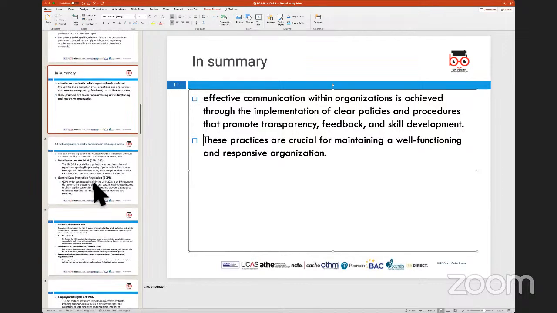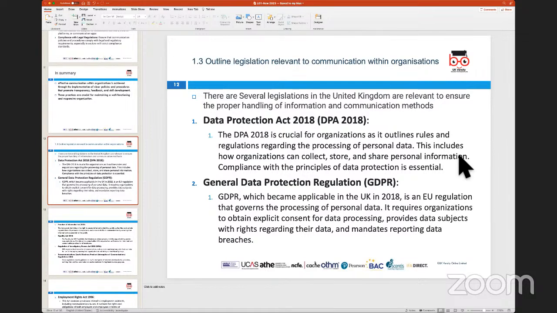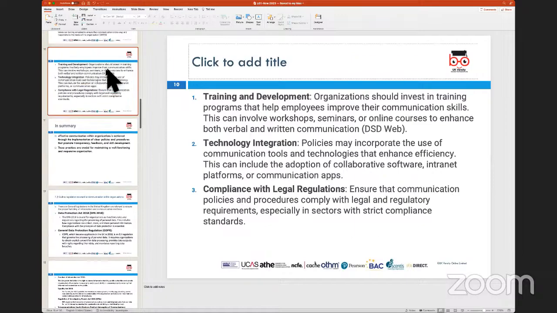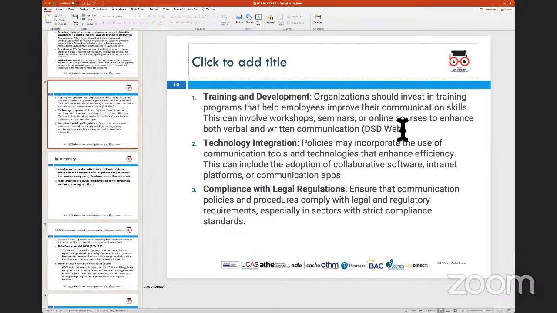Is that okay? Yeah, I have a question. Go ahead. On the previous slide, training and development, technology integration, compliance with legal regulations. Are they part of the policies and procedures, or is it an explanation to?